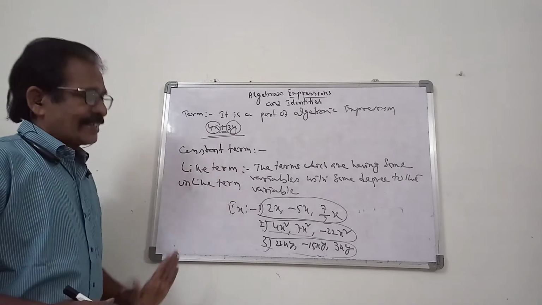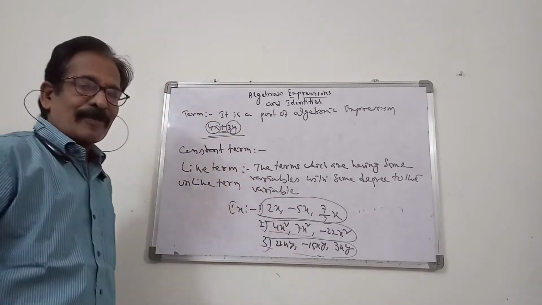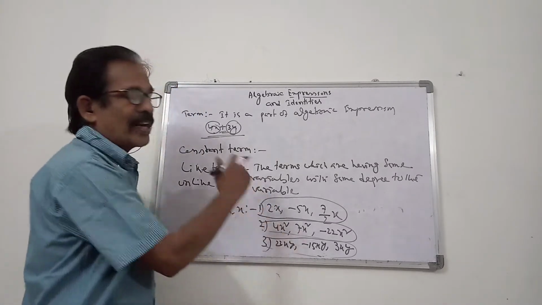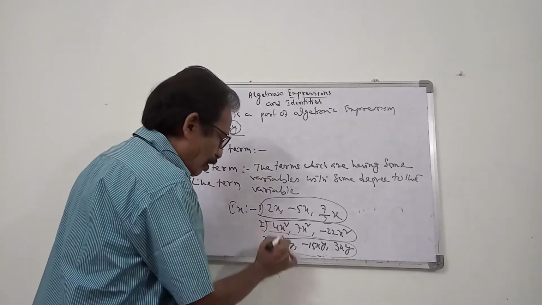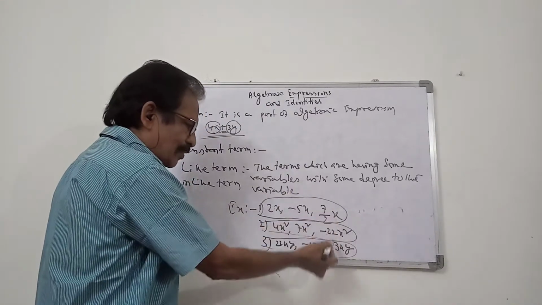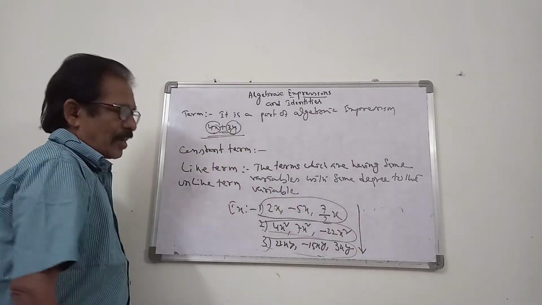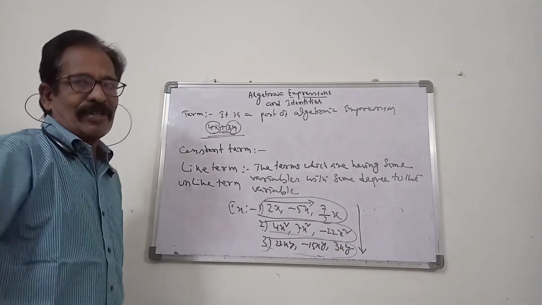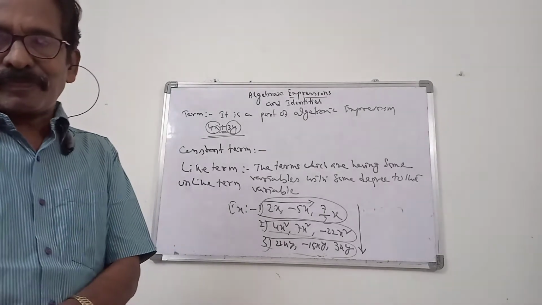If we go for unlike terms, you can say these are unlike terms. 2x and 4x square are unlike terms. 4x square and 22xy are unlike terms because they do not have the same variables. So these three are not the same, these three are not the same, these three are not the same. If you go vertically, these are unlike terms. If you go horizontally, these all are like terms. So that is the difference between like terms and unlike terms.